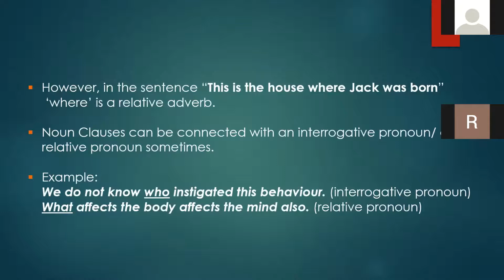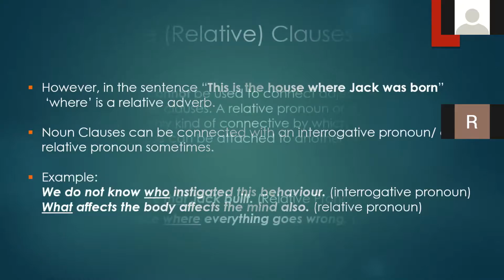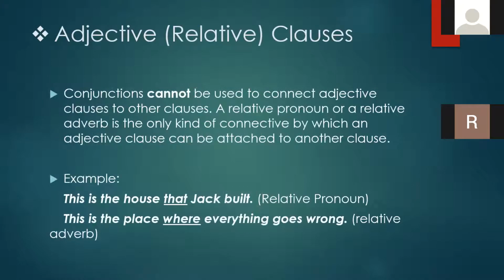Now, noun clauses can be connected using an interrogative pronoun or a relative pronoun as well. For example, in the first statement, we do not know who instigated this behavior. So in this particular statement, who is the interrogative pronoun which is used to connect two nouns to one another. Now in this next statement, what affects the body affects the mind also. In this particular statement, what is the relative pronoun which is used to connect affects the body and affects the mind also.